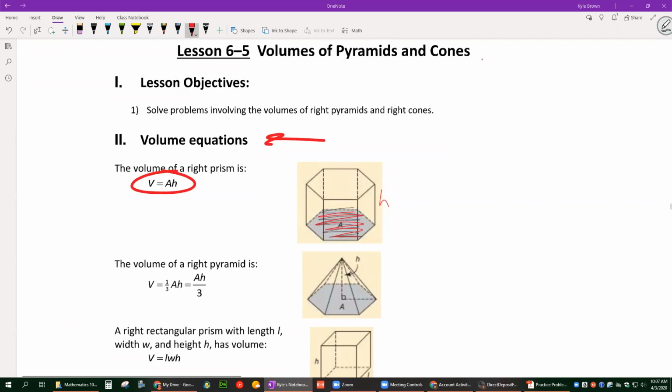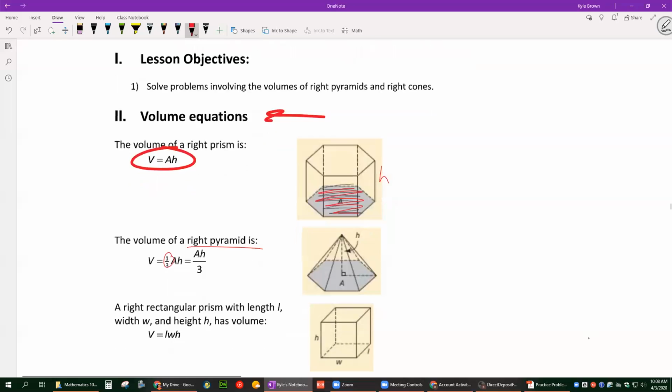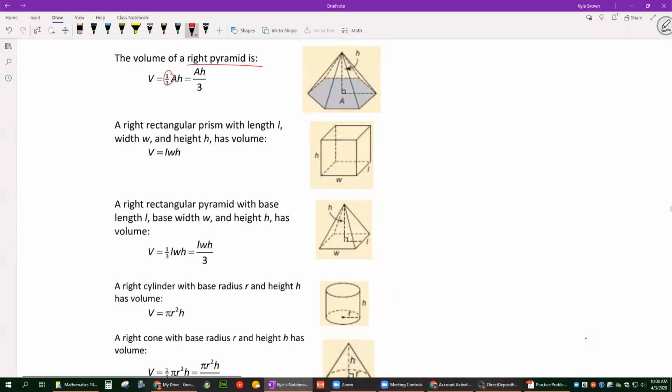Moving on, we've got the volume of a right pyramid. This is going to be 1/3 area of the base times the height. You guys have seen this with the volume of a rectangular prism: all of the different dimensions multiplied together, length times width times height.